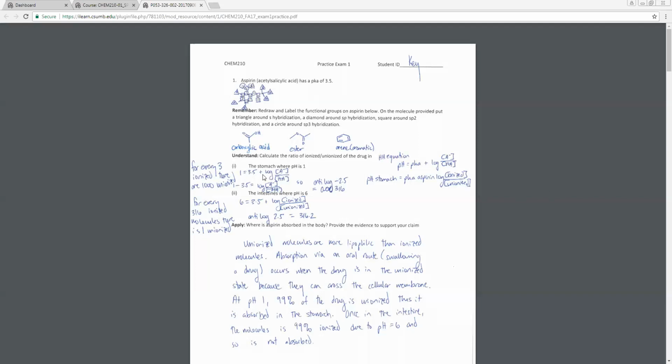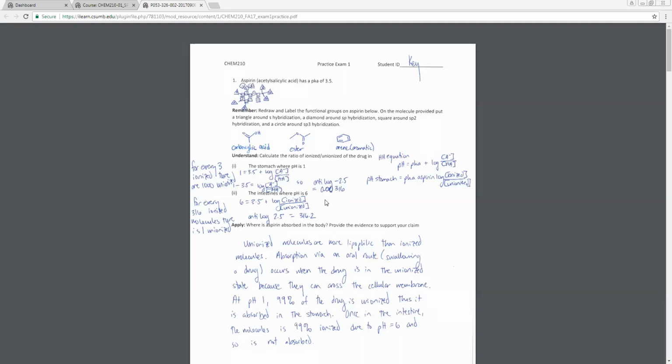And so we're just going to plug in. We have a pH of 1 and a pKa of 3.5. We're going to rearrange algebraically so that we're solving for a negative 2.5, and that's going to be equal to the log of the ratio. If we want to get rid of the log, we have to take the anti-log, or 10 to the power. So 10 to the power of negative 2.5 gets us 0.00316.